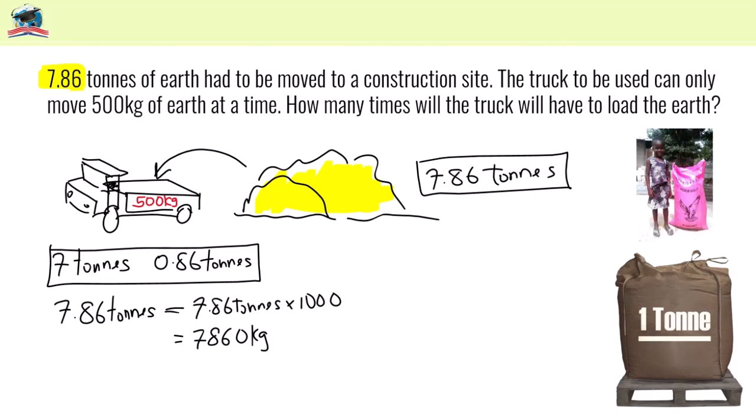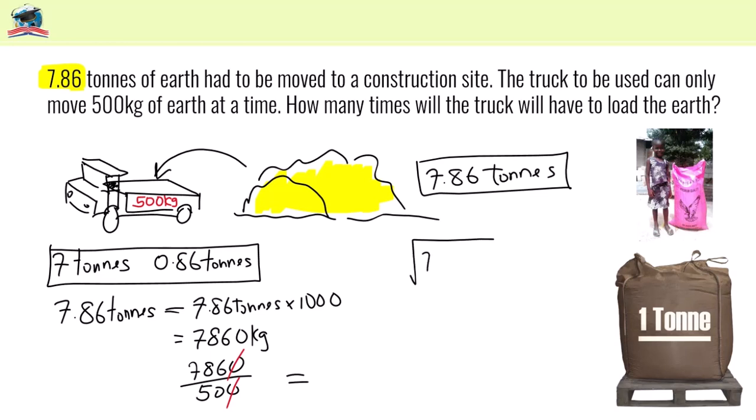Okay, let's go through a shorter method. Let's say 7,860 divided by 500. Let's see what that's going to give us. We have 7,860 divided by 500. That's kg. We can cancel this, this cancel that. We are left with 786 over 50. Okay. Good. So here we can use long division from here.